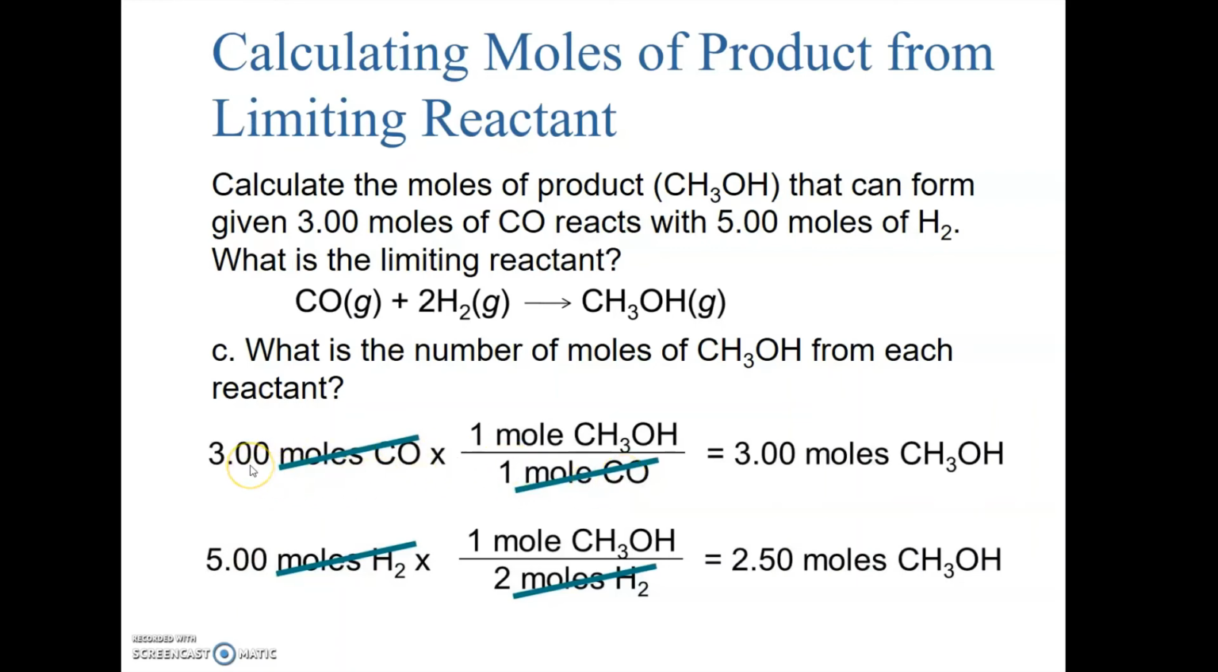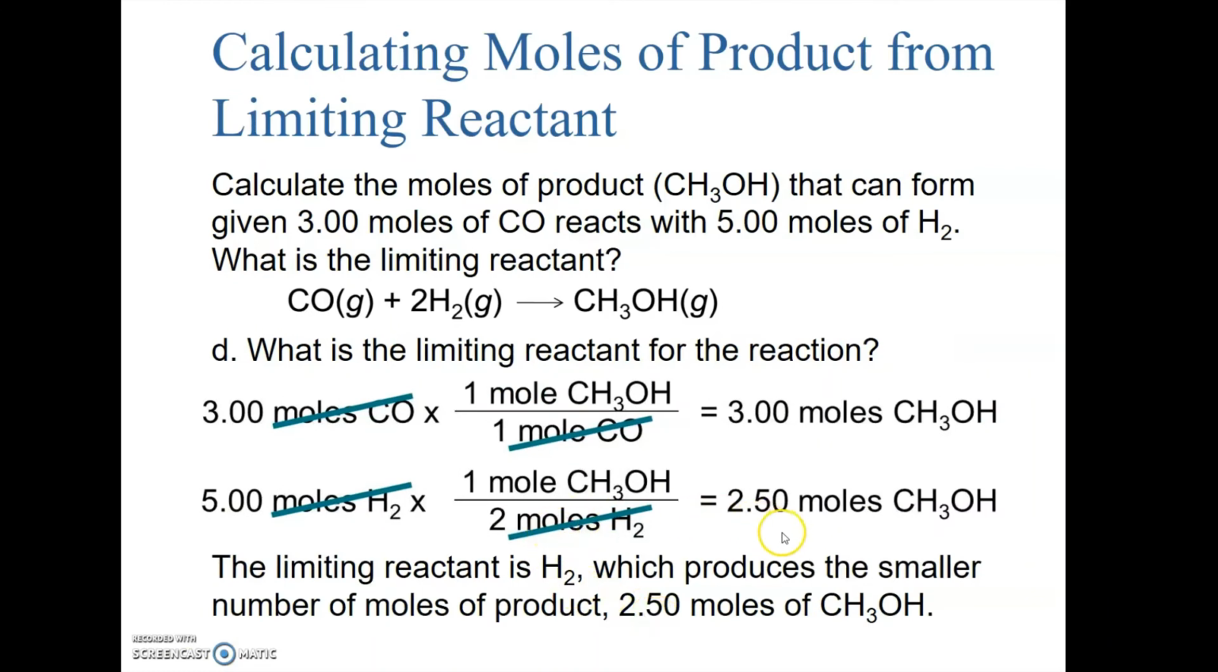So the first one is to use carbon monoxide. We are given 3 moles of carbon monoxide in the problem. We multiply it by the mole ratio that we have here. Then we get 3 moles of CH3OH according to carbon monoxide. Then we do a similar calculation for hydrogen. We start with the 5 moles of hydrogen since it's given in the problem. The mole ratio is 1 to 2. Then we get 2.50 moles of CH3OH.